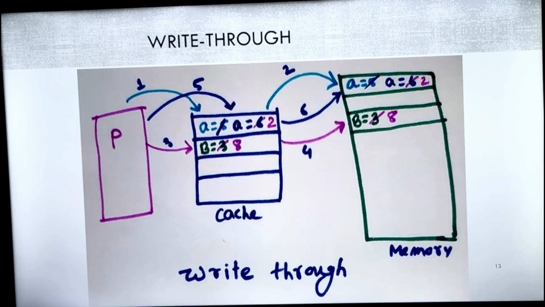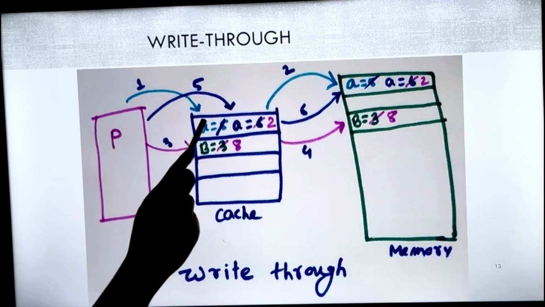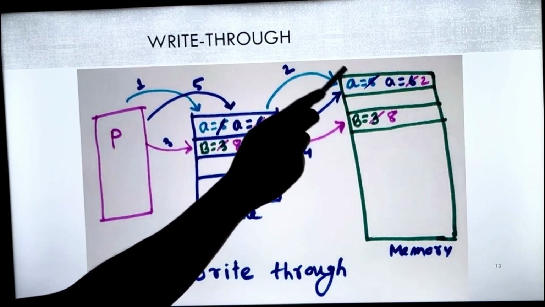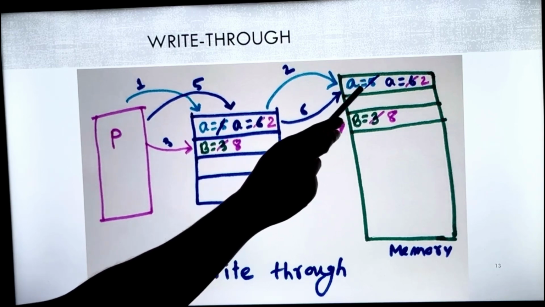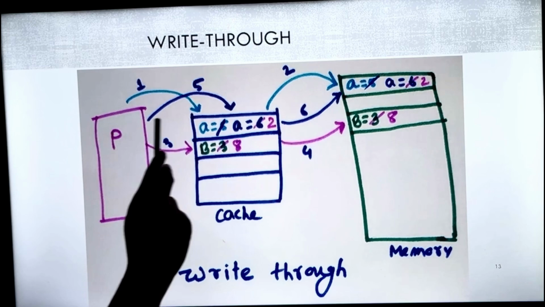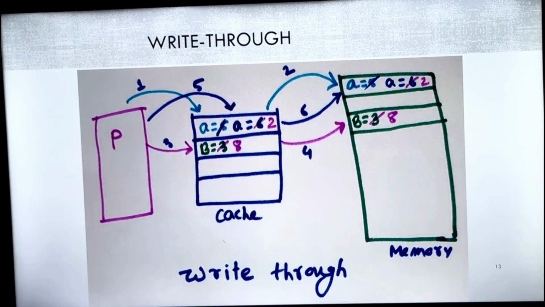You understood that? Now can you tell me any disadvantage of this approach? Yes. Number one, whenever I have written something to my cache, immediately I have to write the same thing or modify the same thing in the main memory. It means I have to wait until it is updated, and I cannot go for the next instruction or next information.